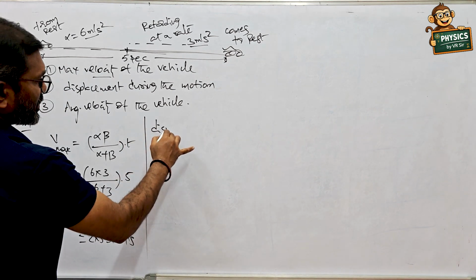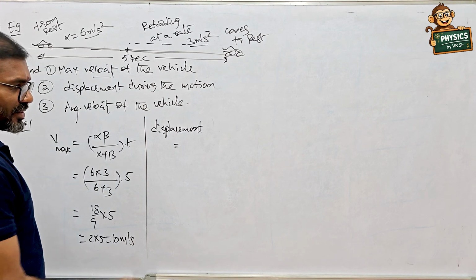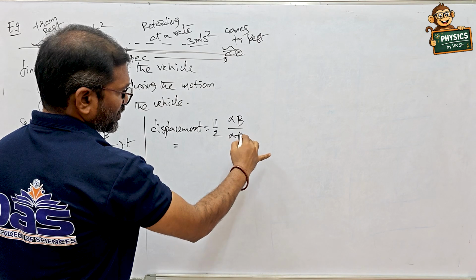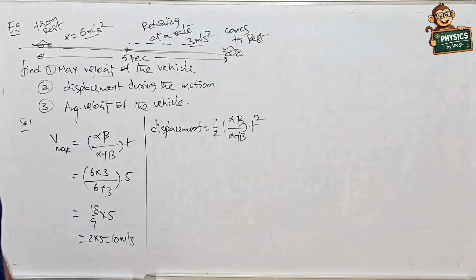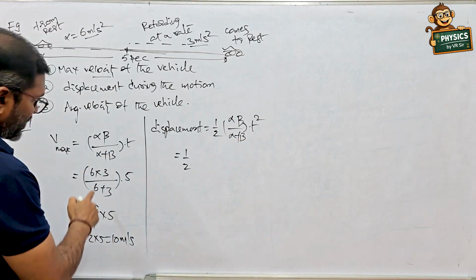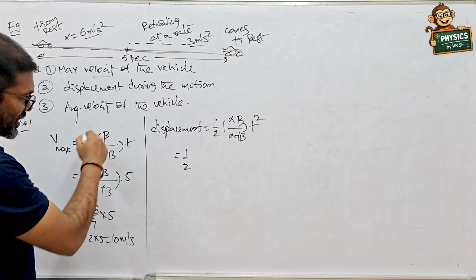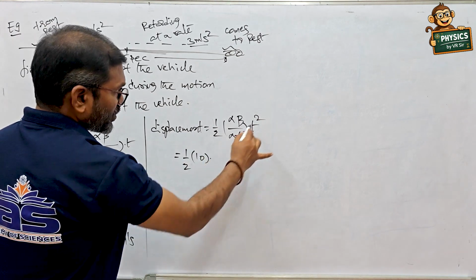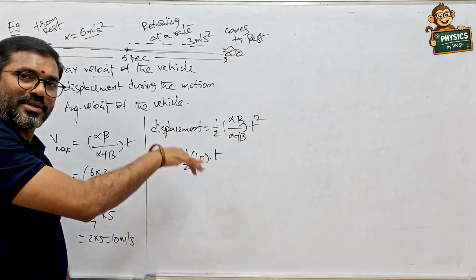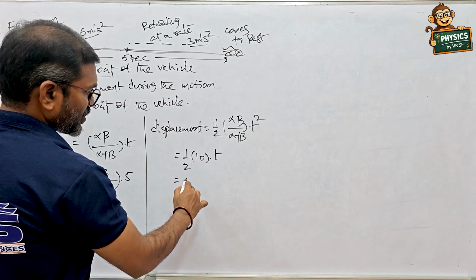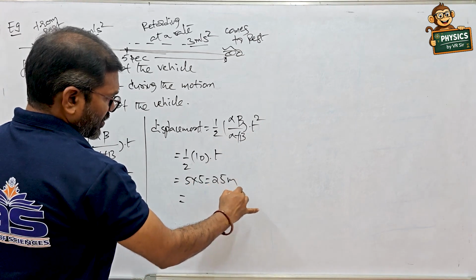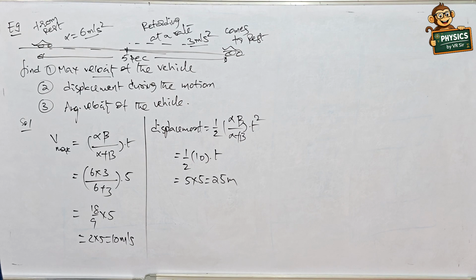Now what is the displacement? The displacement is the expression we got: half into alpha beta by alpha plus beta into t square, that is half into alpha beta by alpha plus beta into t, into t. This part, alpha beta by alpha plus beta into t, is nothing but the maximum velocity, 10. Time is also 5. So half into 10 into 5 is 25 meters. The distance it covered is 25 meters.